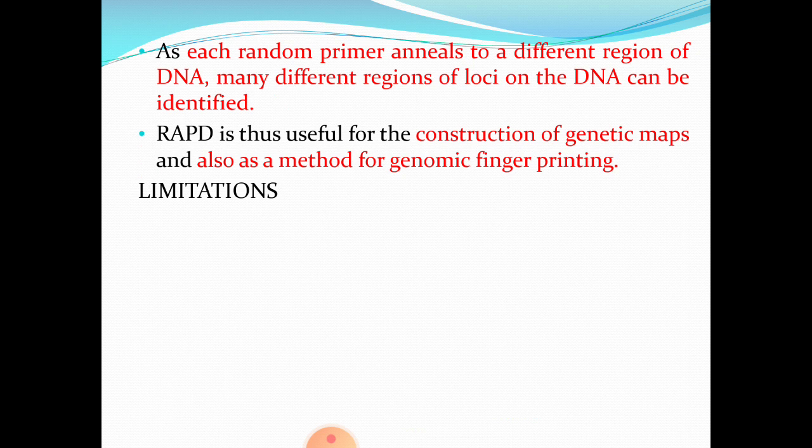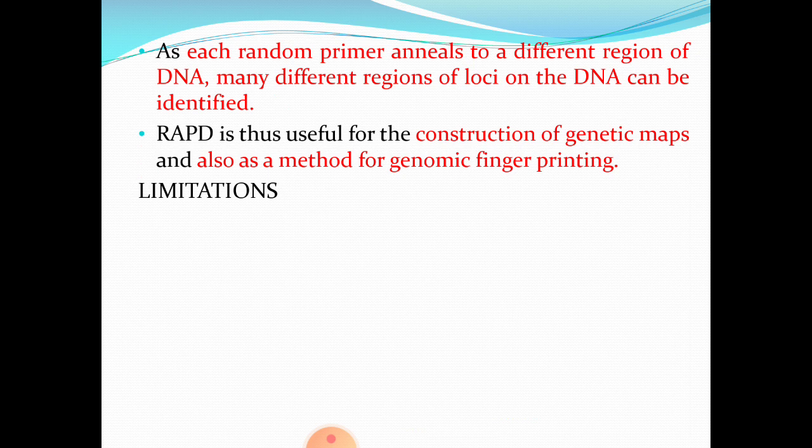As each random primer anneals to a different region of DNA, many different regions or loci on DNA can be identified. And therefore, RAPD is useful for the construction of genetic maps, and it also serves as a method for genomic fingerprinting. So, the two major applications of RAPD are number one, construction of genetic maps, and number two, they serve as a method for genomic fingerprinting.